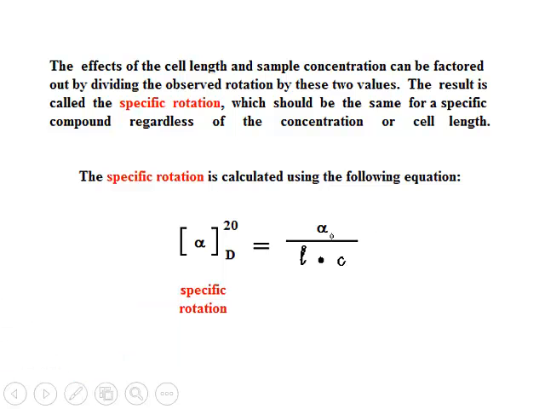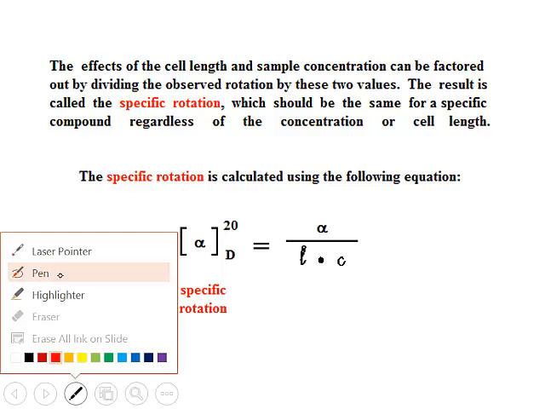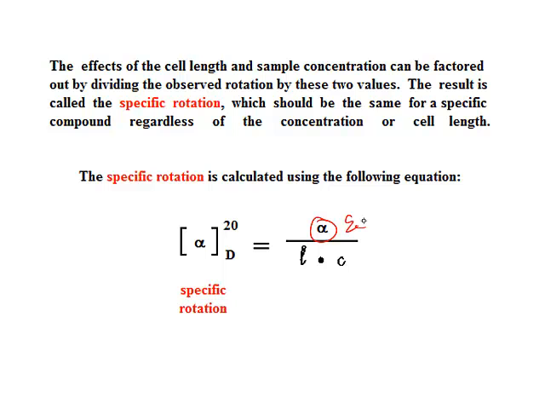So this is not that. Okay, pen. This is our experimental rotation. And then this is our cell length. And this is our concentration. So basically what I'm doing is I'm normalizing this specific rotation for cell length and concentration. The only question is units. So the specific rotation is in degrees.